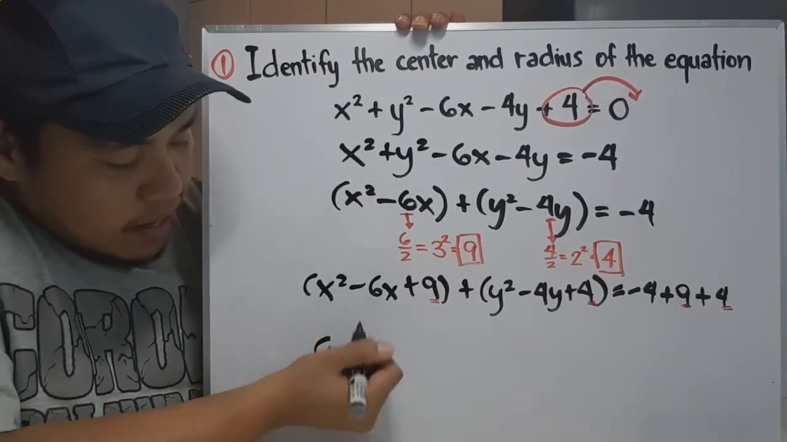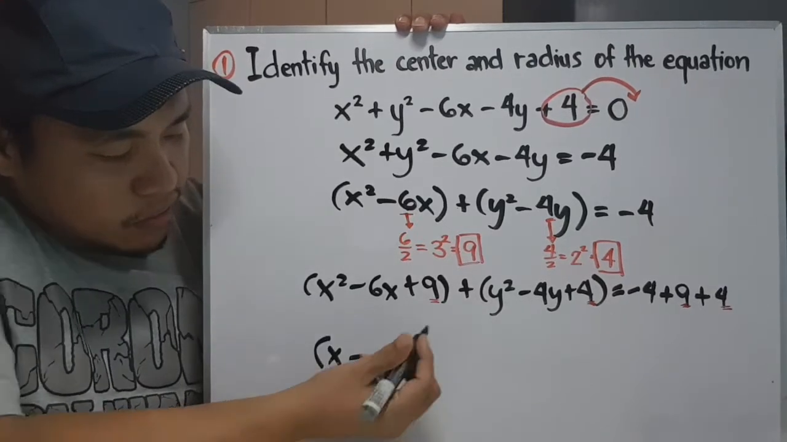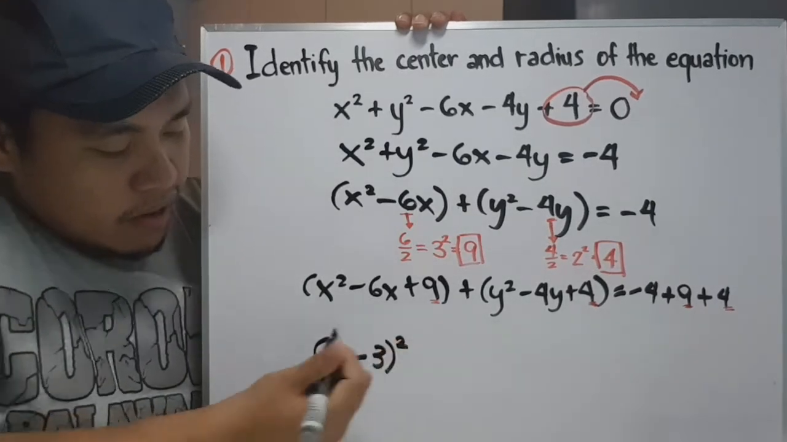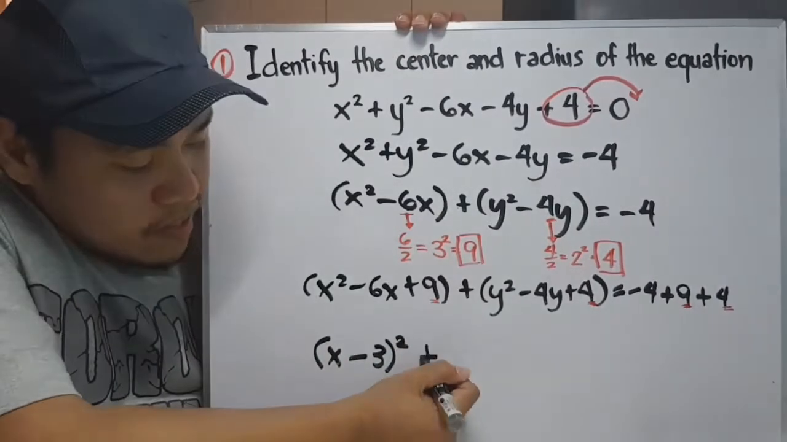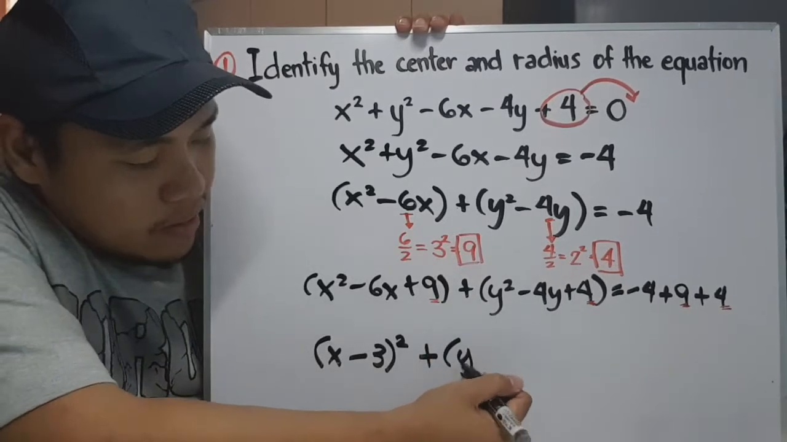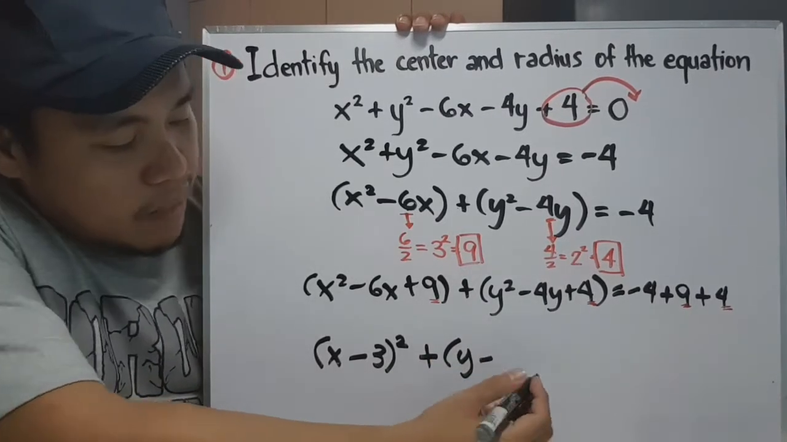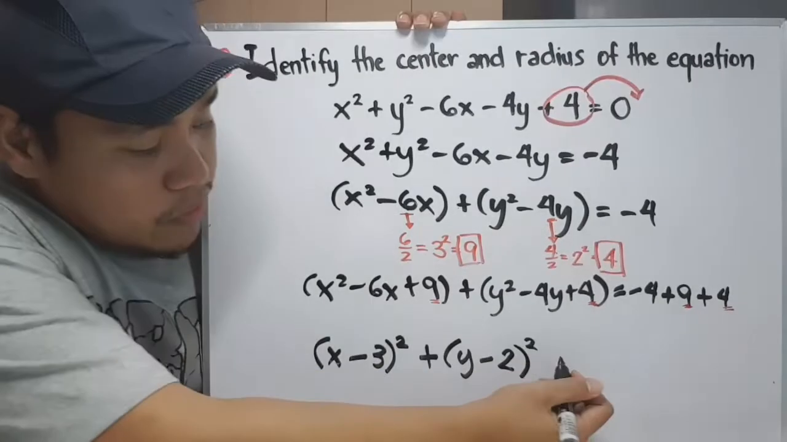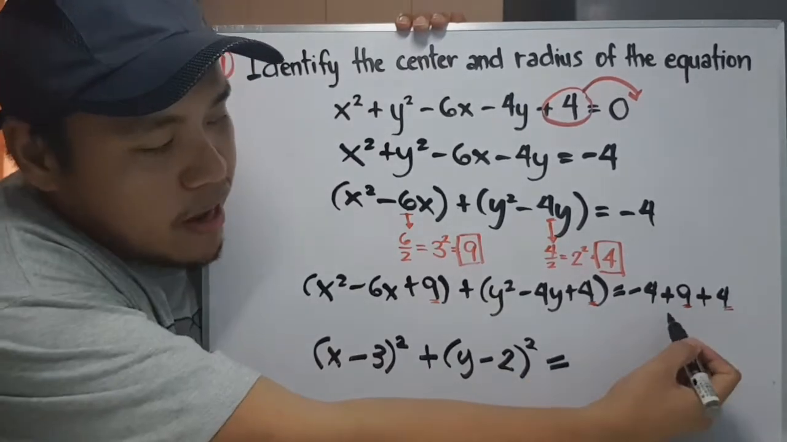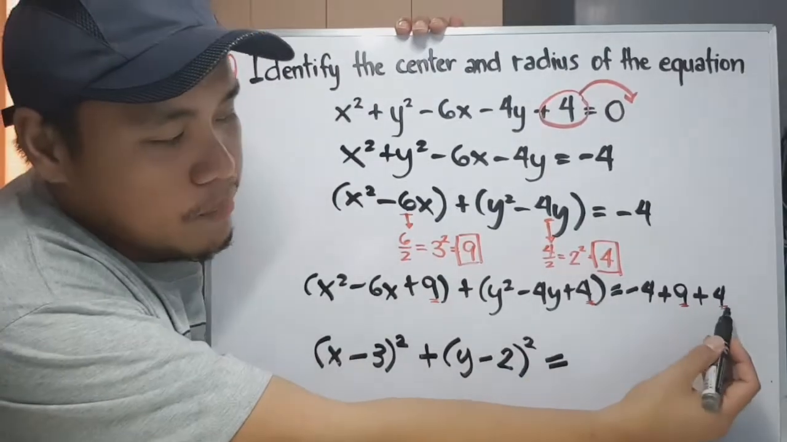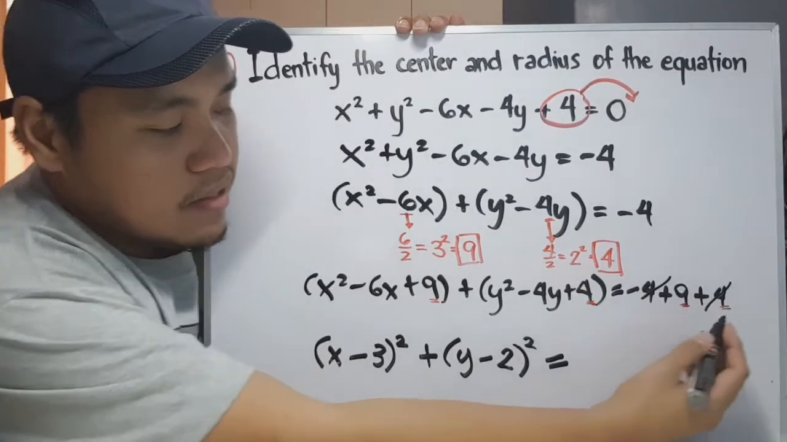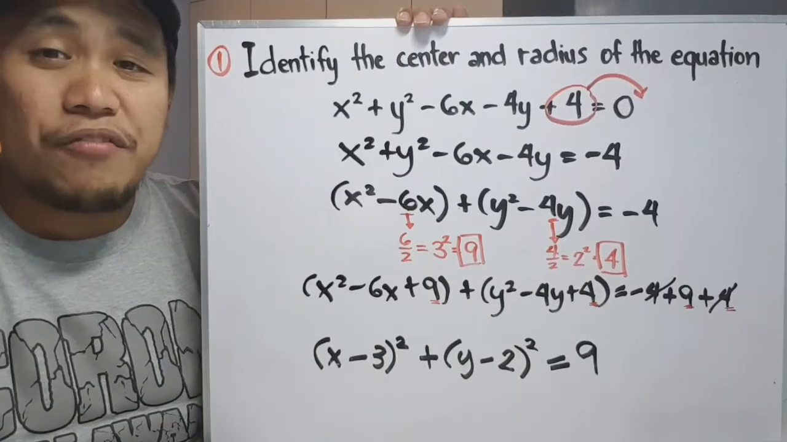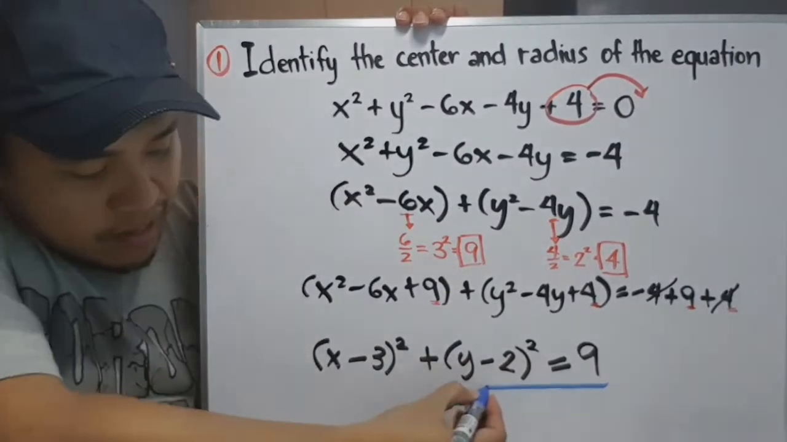It is x. Then minus, copy the sign of the middle term, and then the square root of 9 is simply 3. Then write squared, and then do the same with the y. So we have y, then copy the sign of the middle term, minus, then the square root of 4 is 2, then again write the squared. Now for the answer, we just have to simplify this. Since we have negative 4 plus 4, that simply cancels, so the answer will be 9. Our standard form of the equation of the circle is given by this.